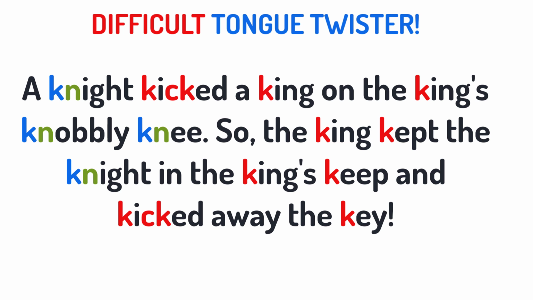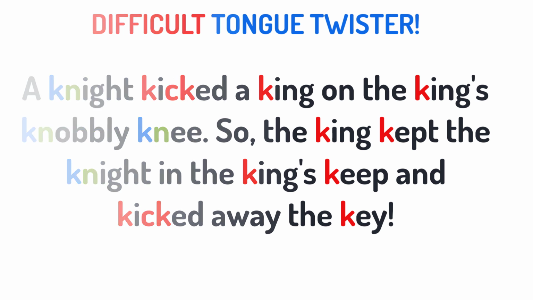A knight kicked a king on the king's knobbly knee. So the king kept the knight in the king's keep and kicked away the key. One more time. A knight kicked a king on the king's knobbly knee. So the king kept the knight in the king's keep and kicked away the key.